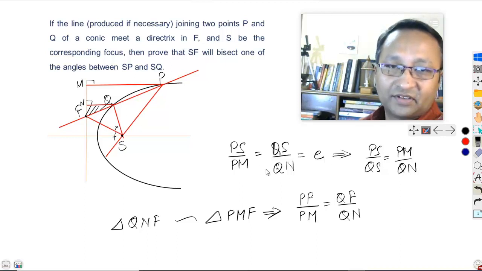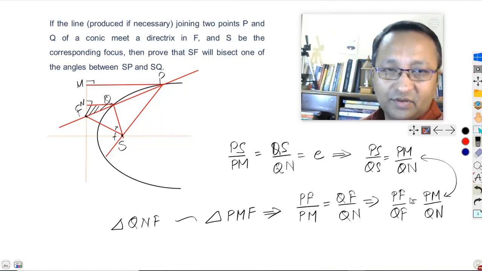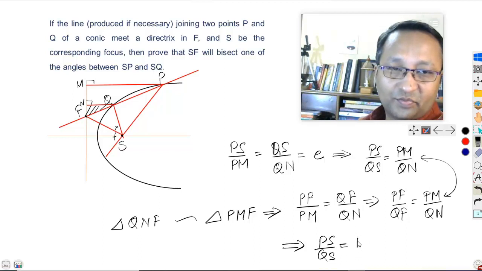I just swap this cross multiplication. Likewise, if I do here, I get PF upon QF is equal to PM upon QN, and then I see that PM and QN are the connecting link ratio in both of them. So this implies that PS upon QS is equal to PF upon QF.